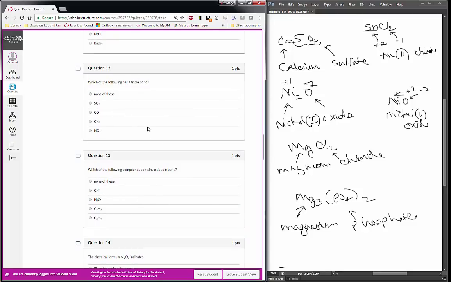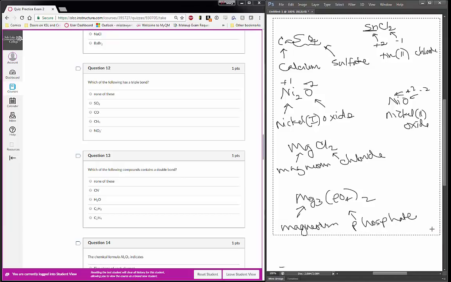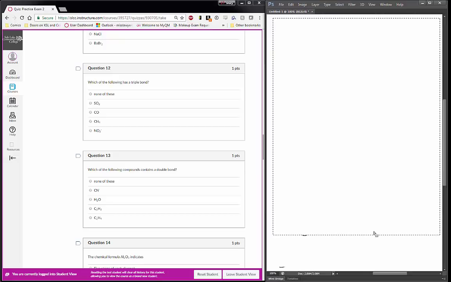So this is how I'm going to ask you Lewis dot structure questions on the exam, because I can't have you draw in this multiple choice format. So instead, I'm just going to ask you questions about something that you should be drawing on your scratch paper, and hopefully that's going to work for us. So which of these has a triple bond?